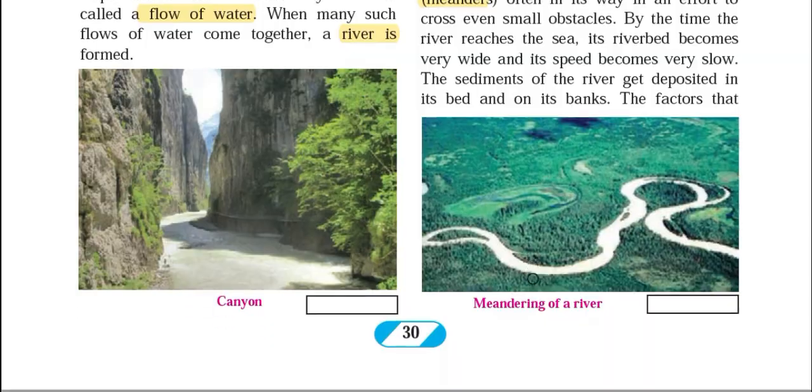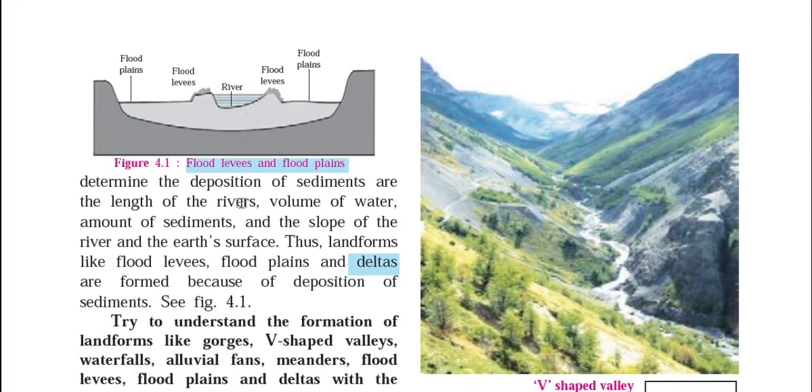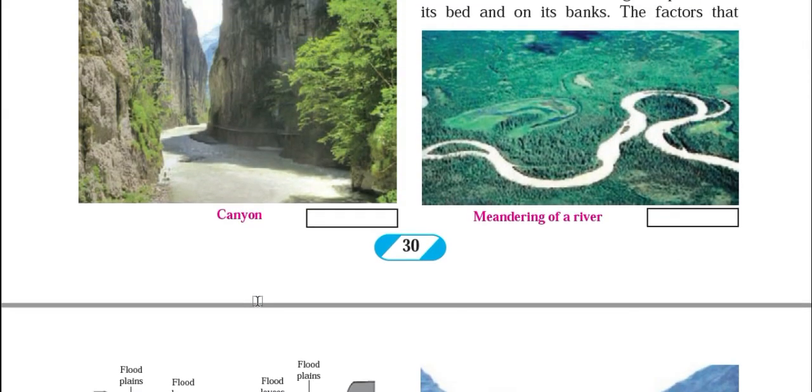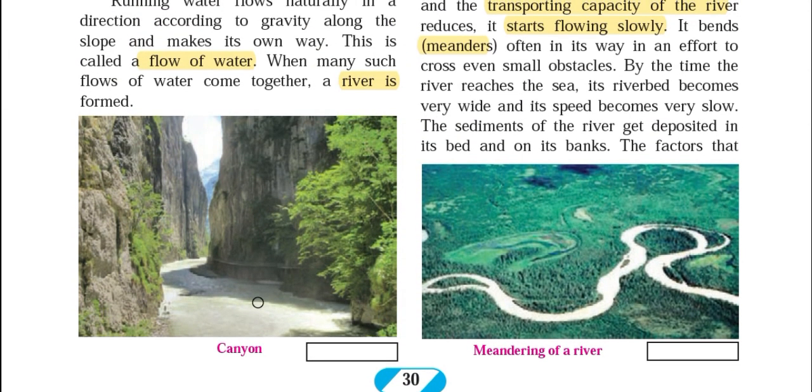The factors that determine the deposition of sediments are the length of the river, volume of water, amount of sediment, the slope of the river, and the earth surface, both river and earth surface. Thus, landforms like flood levees, flood plains and deltas are formed because of deposition of these sediments. Here I am going to explain each and every term, so pay attention.